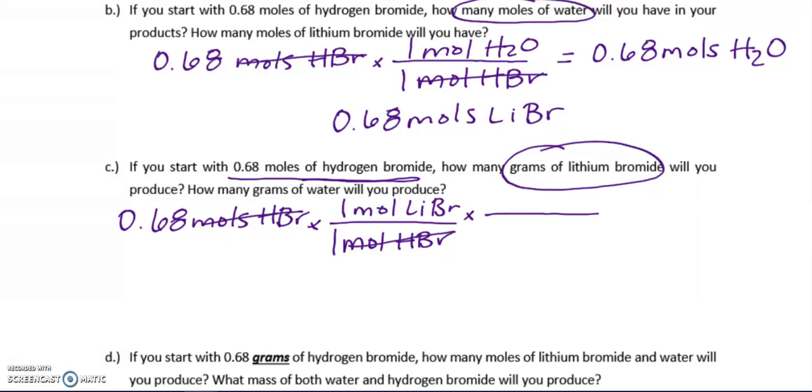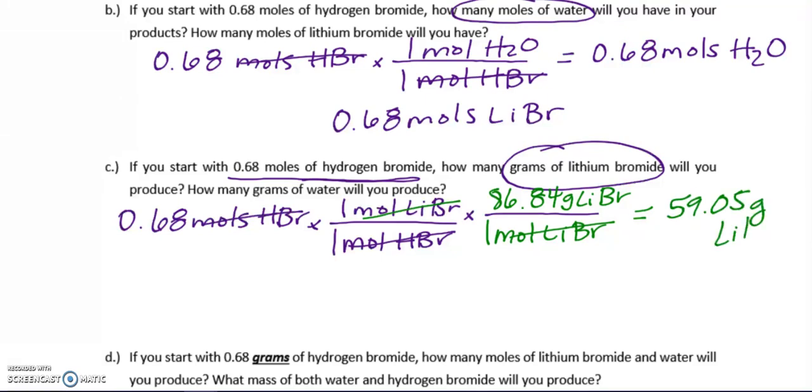Okay, so lithium is 6.94, bromine is 79.90. So for every 1 mole of lithium bromide, it is 86.84 grams of lithium bromide. So your moles cancel, and you're left with grams of lithium bromide, which is what you wanted. So 59.05 grams of lithium bromide. Okay?